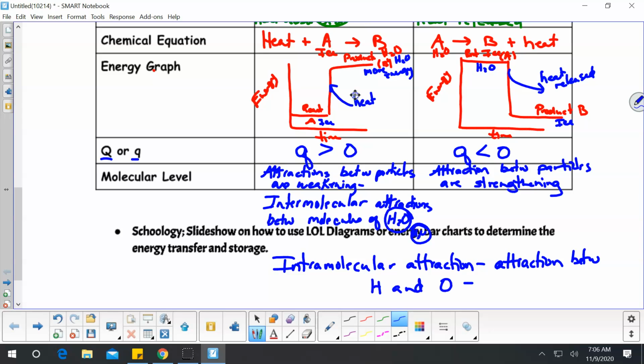In order to break those, you need a chemical reaction. We are not dealing with a chemical reaction. We're just dealing with a change in phase. So these intermolecular ones are dealing with a change in phase. Notice these intramolecular ones are stronger than intermolecular because it would take more energy to break those compared to breaking intermolecular.